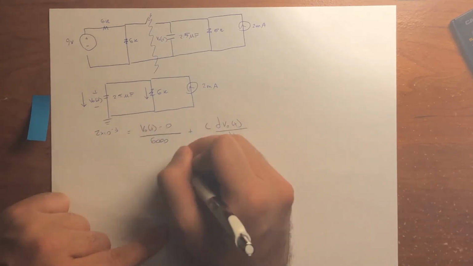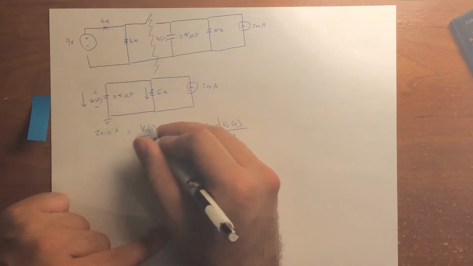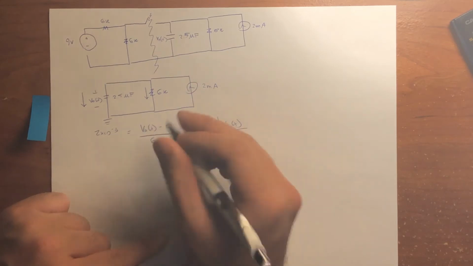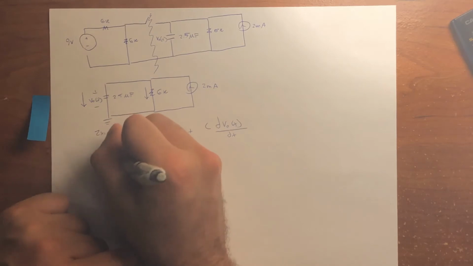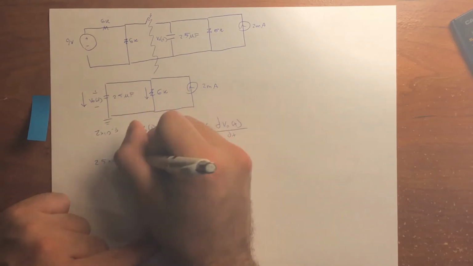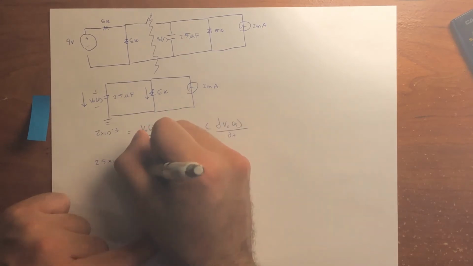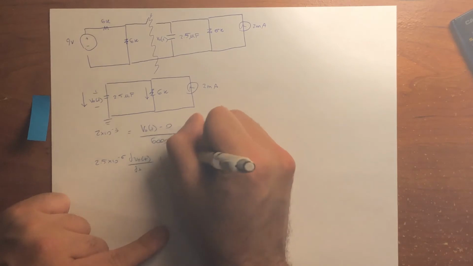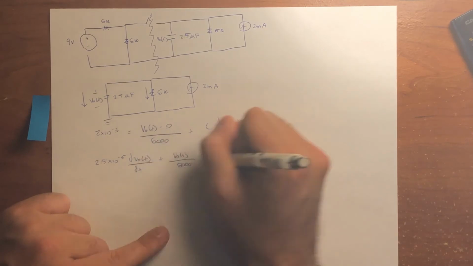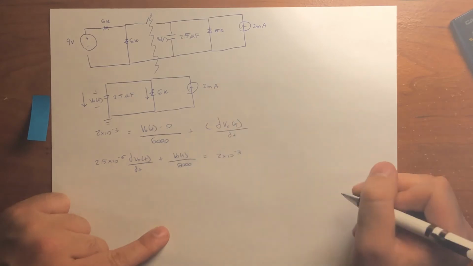So let's put in the capacitance and try to make this a little neater. With the capacitance, 2.5 times 10 to the negative 6 dV0(t)/dt plus V0(t) divided by 6,000 equals 2 times 10 to the negative 3.